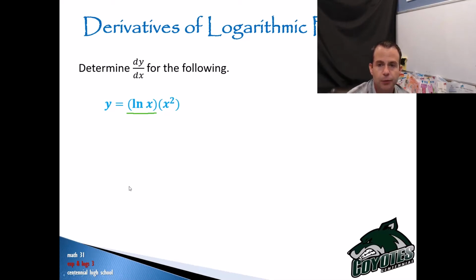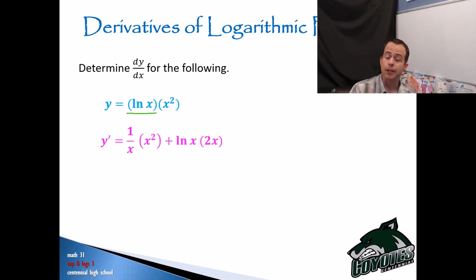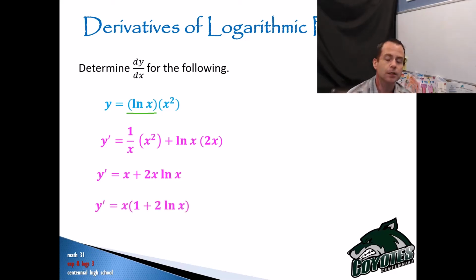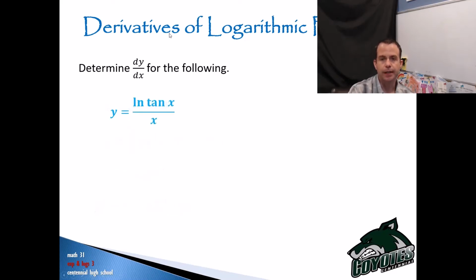So I've got 1 over x times x squared plus ln x times 2x. Okay, now I want to clean that up. x squared over x is just going to give me x. So that's going to give me x plus 2x ln x. And then I can factor out an x. So that'll leave me with x times 1 plus 2 ln x. Awesome. Okay, let's try the next guy.